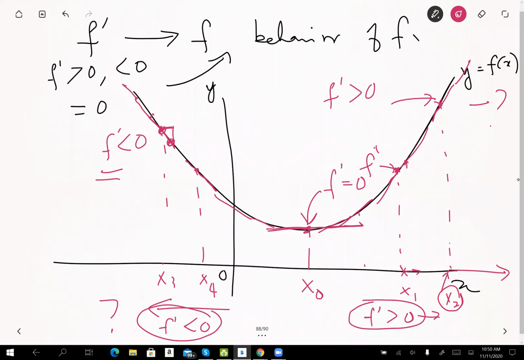So look at the graph again. From where to where is the derivative positive? Just give me the value of x. Don't worry about the value of y. From what point of x to what point of x is the f prime positive? Just look at the graph. From where to where?